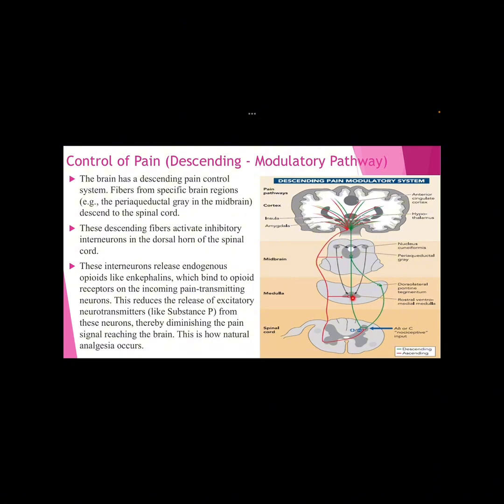This is the descending pain pathway in green. The descending fibers start from the midbrain, from the periaqueductal gray matter inside the midbrain. The midbrain is part of the brain. These fibers descend to the spinal cord and activate inhibitory interneurons inside the dorsal horn of the spinal cord. These interneurons release endogenous opioids like enkephalins, which bind to opioid receptors to reduce the release of excitatory neurotransmitters like substance P, thereby diminishing the pain signal reaching the brain. This is how natural analgesia occurs.